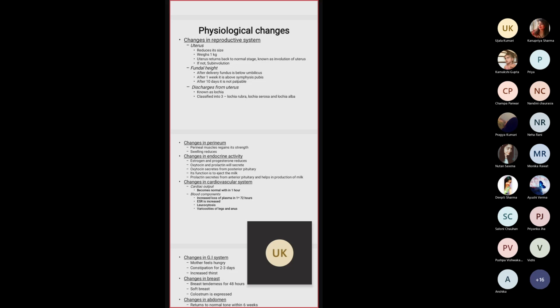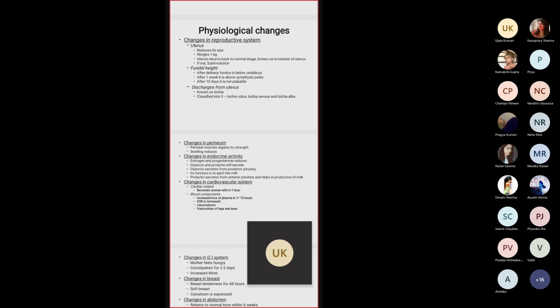Oxytocin is secreted from the posterior pituitary gland, and prolactin is secreted from the anterior pituitary gland. The responsibility of prolactin is the production of milk, and the responsibility of oxytocin is the ejection of milk. Understood? So how many changes are there?